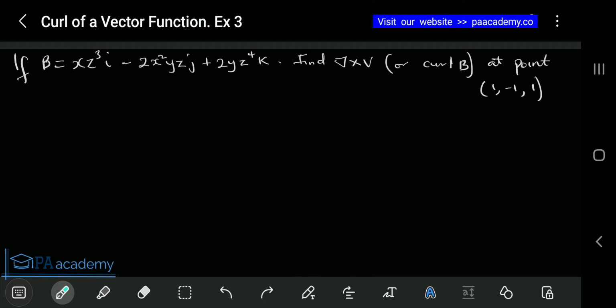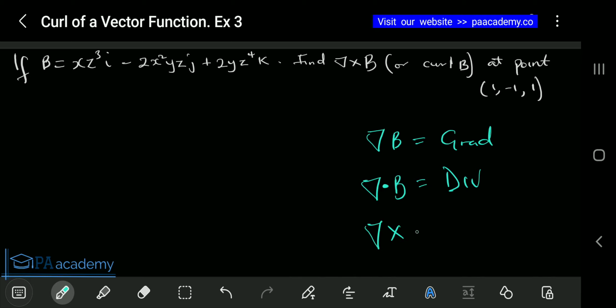But just as a reminder, if you come across a question and they ask you to look for something like this, this is grad. That means they're asking you to look for grad. I believe I shared the formula earlier. If it is something like this with a dot, this is div, and if you have something like this with a cross, this is for curl. Then you should be able to apply the formula for each of them.